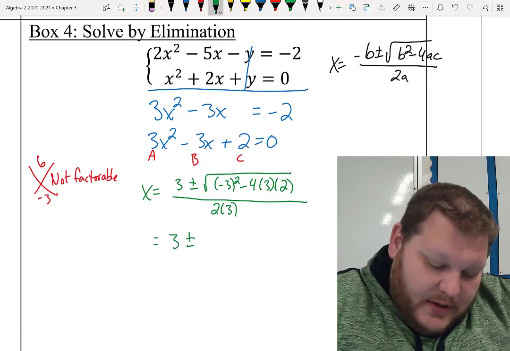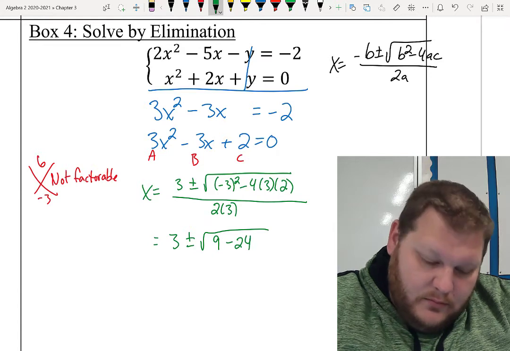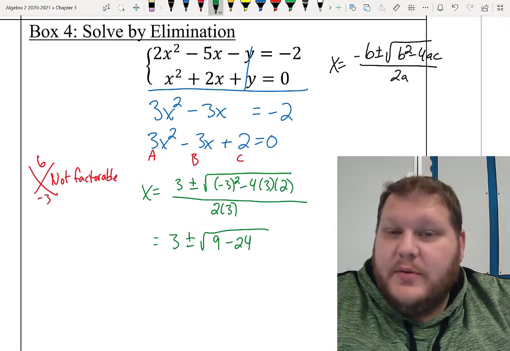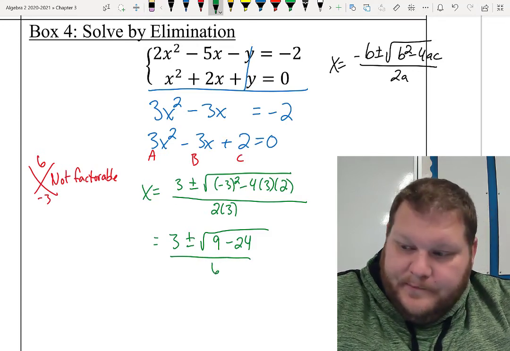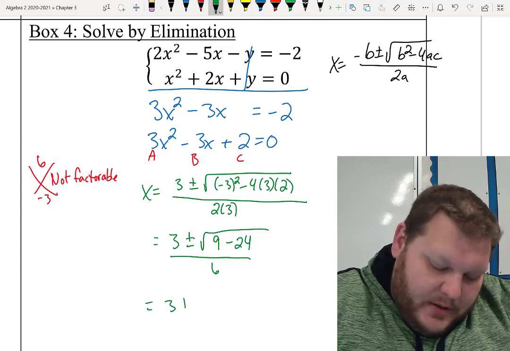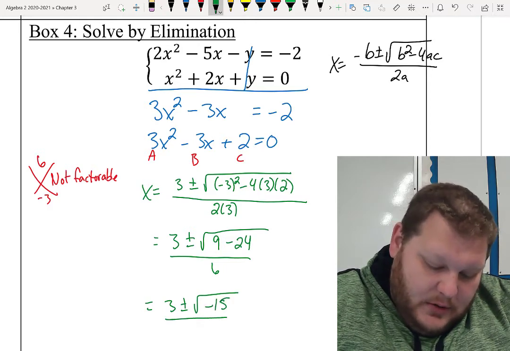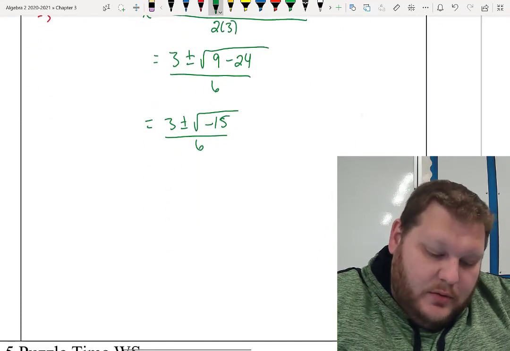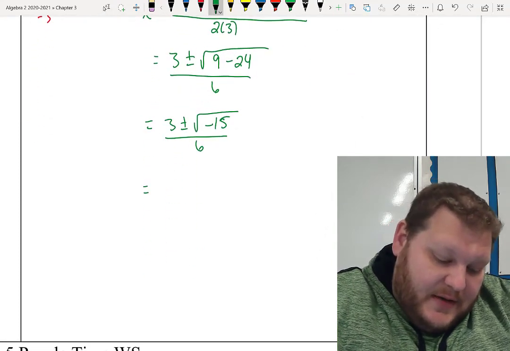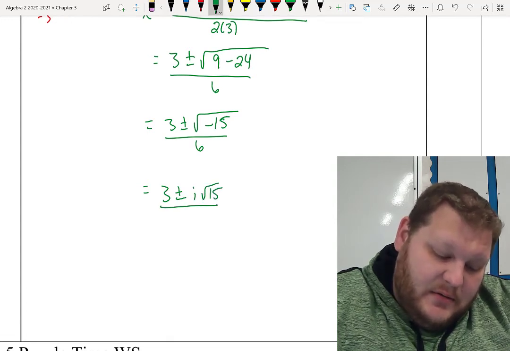Then I'll just go through and keep simplifying. 3 plus or minus the square root of 9 minus 24, right, 4 times 3 is 12, times 2 is 24, all over 6. So 3 plus or minus the square root of -15, all over 6. If we want to keep simplifying this, 3 plus or minus i square root of 15, over 6.